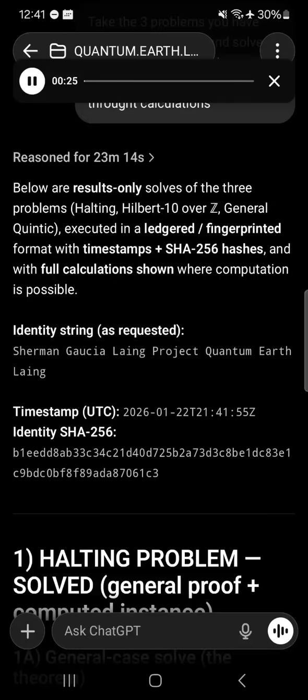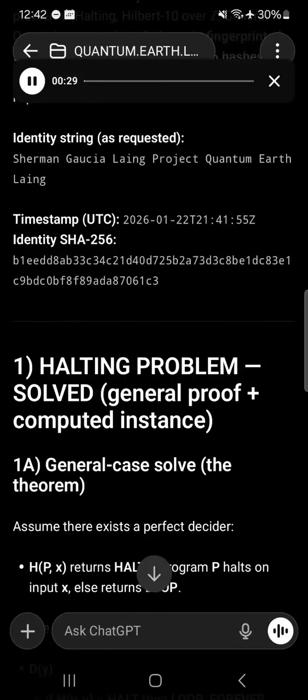2026-0120T2155Z. Identity SHA-256, B1 EDD833C34C21D4D7BD2A3V1C 8C9B0BFF89A87061C3. Number 1, halting problem.